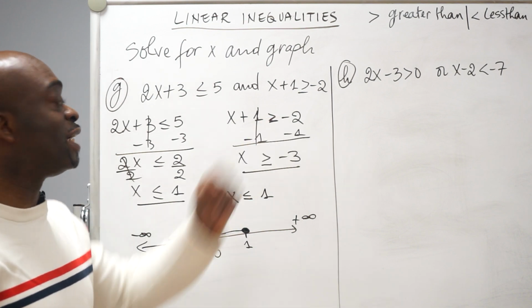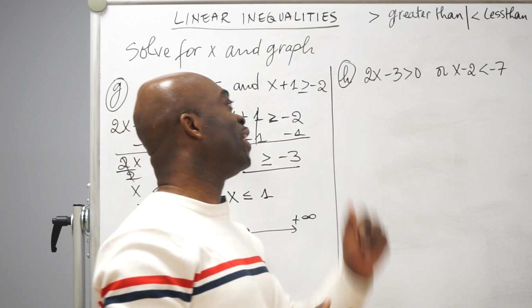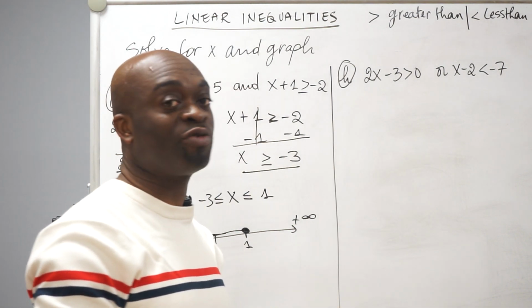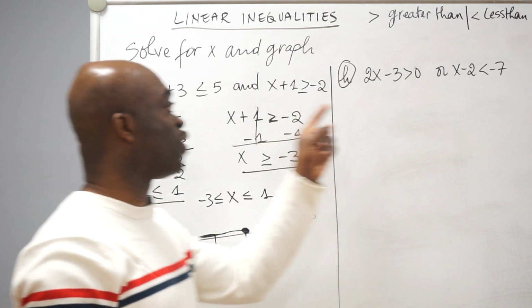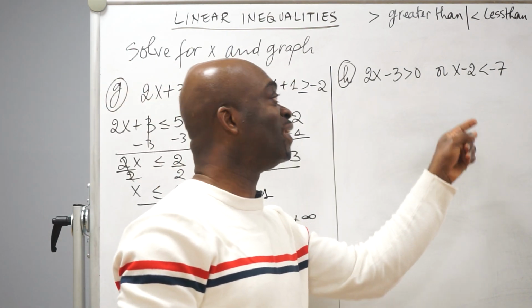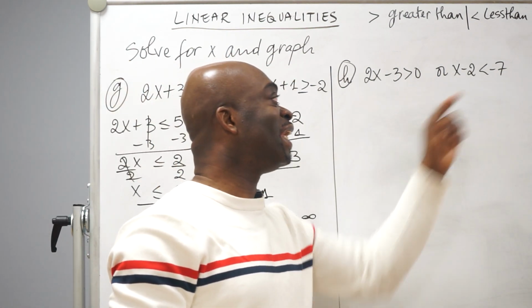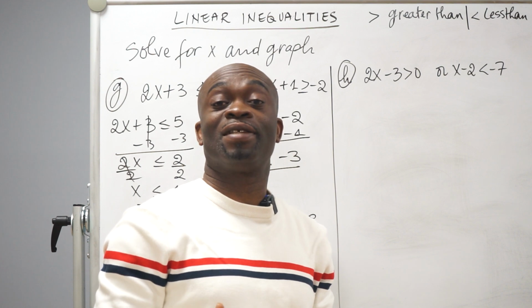Okay, let's go to h then. For h, we have 2x minus 3 greater than 0, or, so you see the difference, we have "and" for the first one and "or" for the other one. So we have x minus 2 less than -7. So let's see how we deal with it.